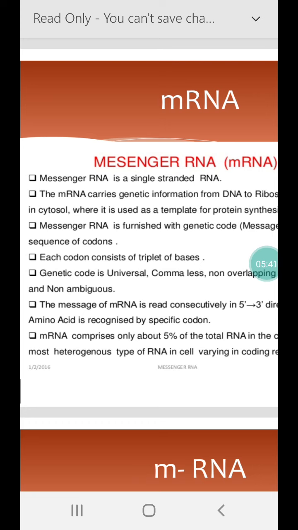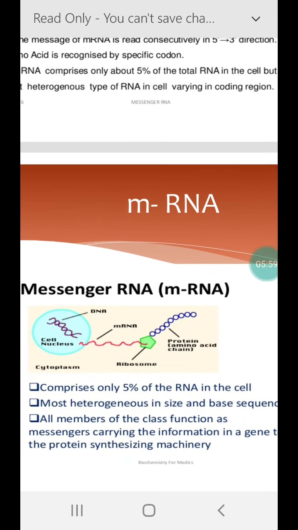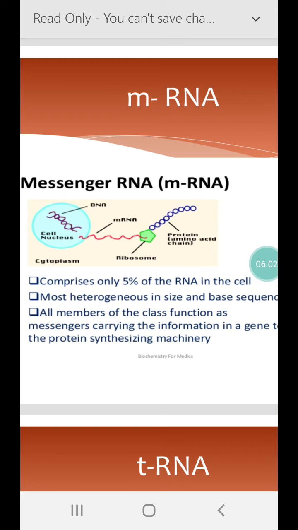Therefore, mRNA comprises only about 5% of total RNA in the cell, but it is the most heterogeneous type of RNA in the cell, and it varies in codon or coding regions. So you can say only 5% of RNA in the cell is mRNA. It is heterogeneous in size, and all members of the class function as messengers carrying the information in a gene to the protein synthesizing machinery.